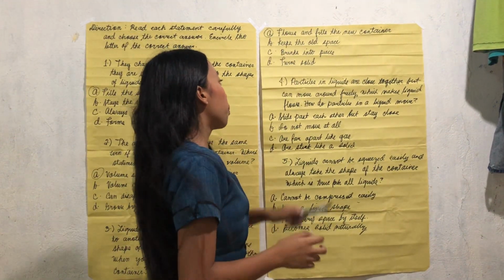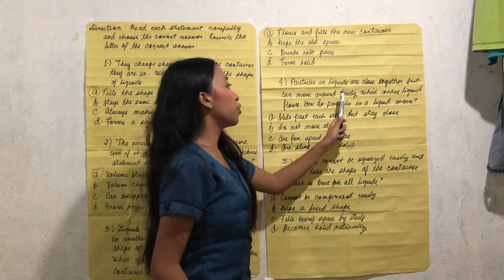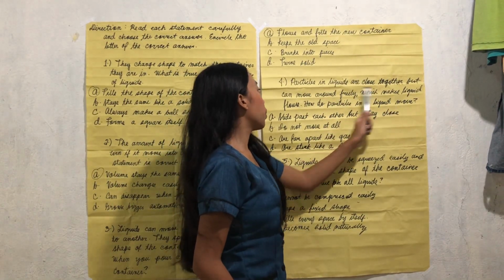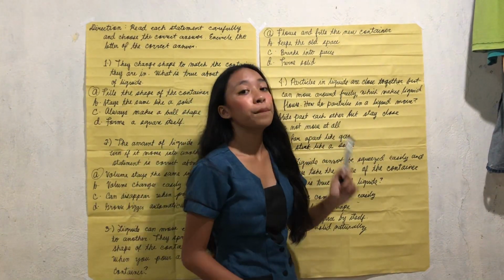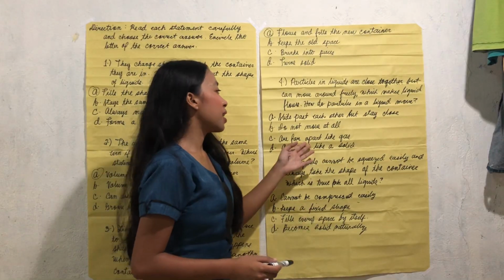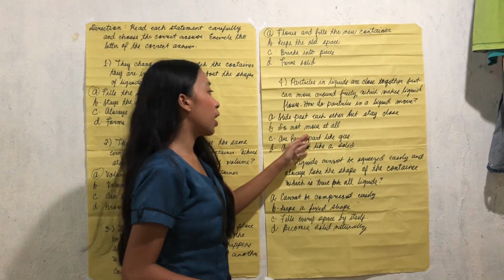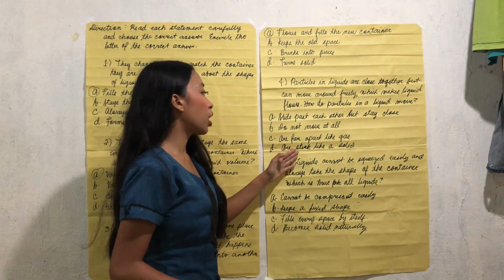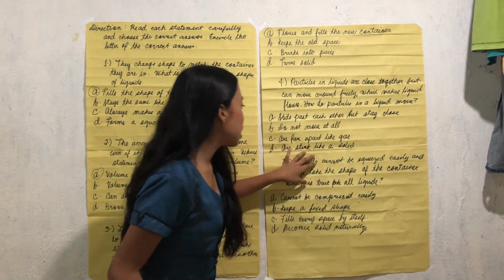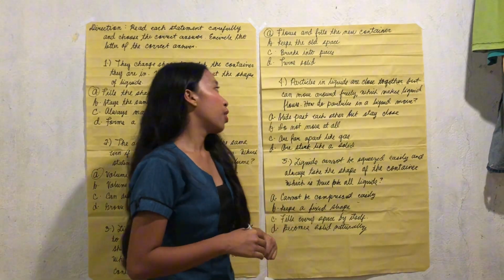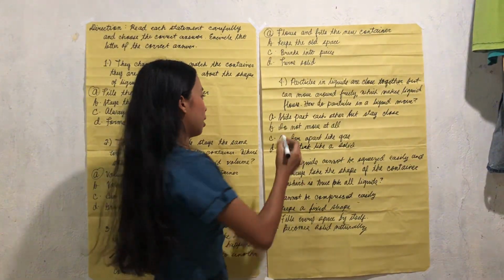Number 4. Particles in liquids are close together but can move around freely, which makes liquids flow. How do particles in a liquid move? A. Slide past each other but stay close. B. Do not move at all. C. Are far apart like gas. And D. Are stuck like a solid. The answer for number 4 is letter A.